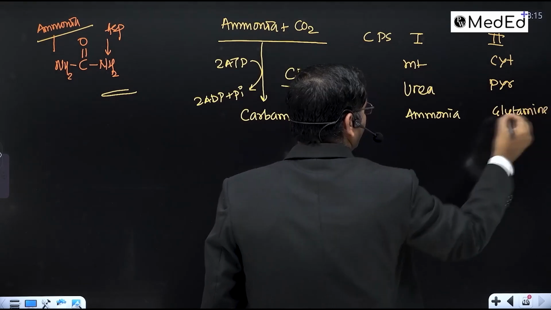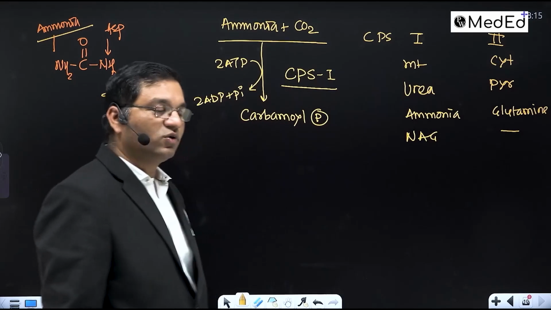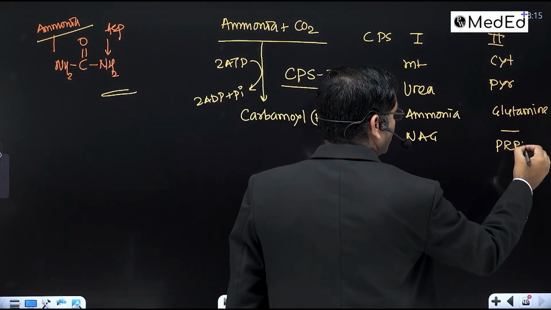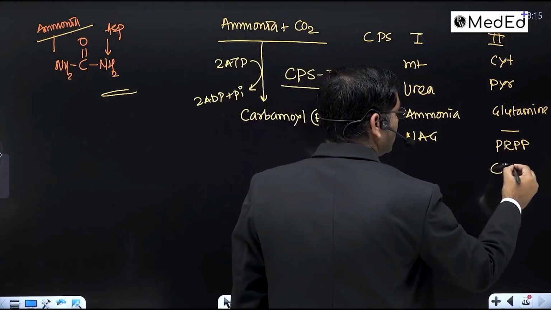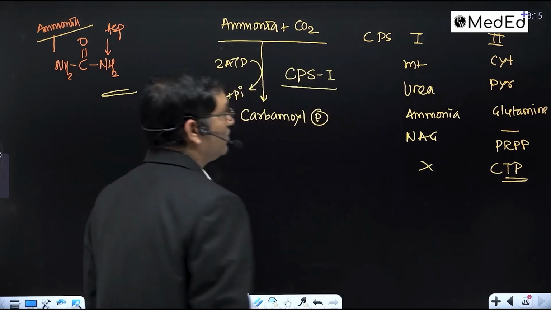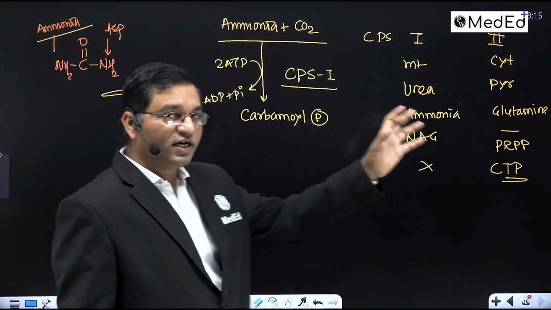CPS1 is activated by N-acetyl glutamate. CPS2 is not activated by N-acetyl glutamate. It is activated by phosphoribosyl pyrophosphate and inhibited by CTP, cytidine triphosphate. The product of CPS1 is not inhibited by CTP. So this is the difference between carbamyl phosphate synthetase 1 and 2.